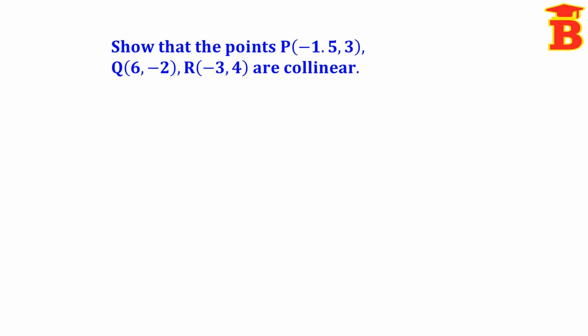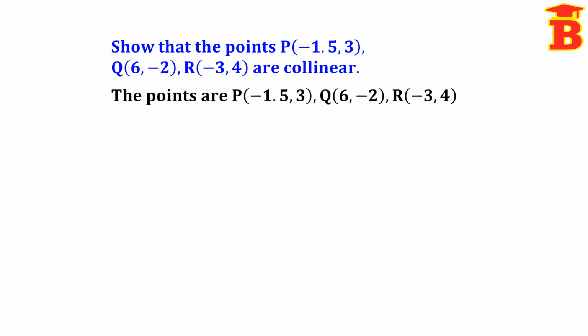Let us see the problems. Show that the points P, Q, R are collinear. So 3 points are given P, Q, R. We have to show that they are collinear. That means area of triangle formed by the points P, Q, R equal to 0. So the points are P (-1.5, 3), Q (6, -2), R (-3, 4).